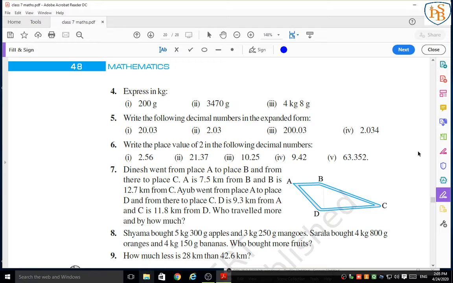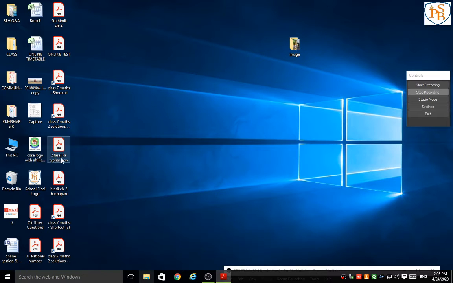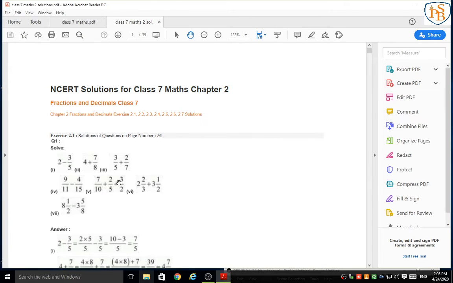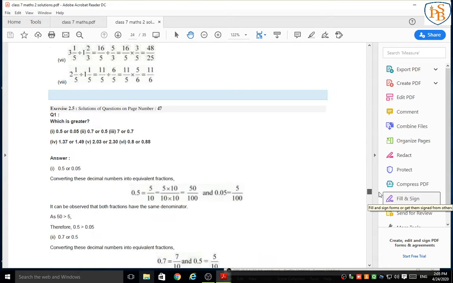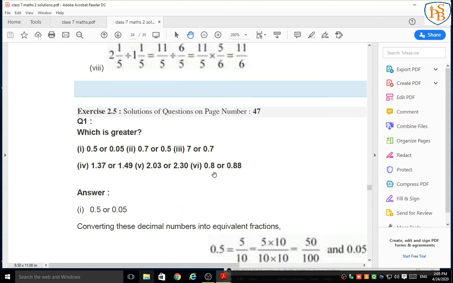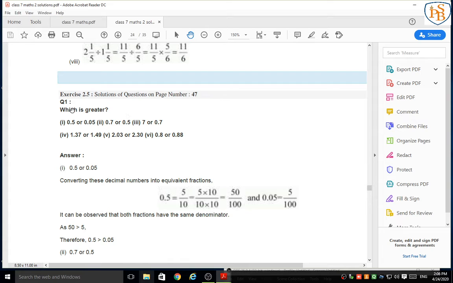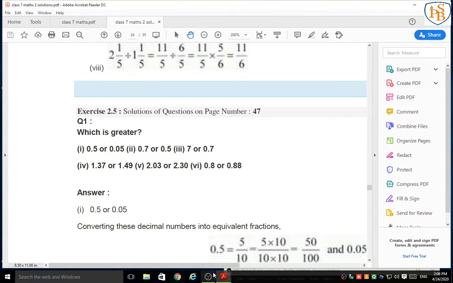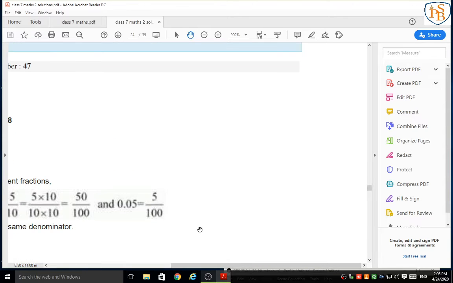Okay, now we are going to solve this. Look at here carefully. Question number 1, exercise 2.5. The page number of the given textbook is 47. Question number 1, which is greater? The first question, 0.5 or 0.05.